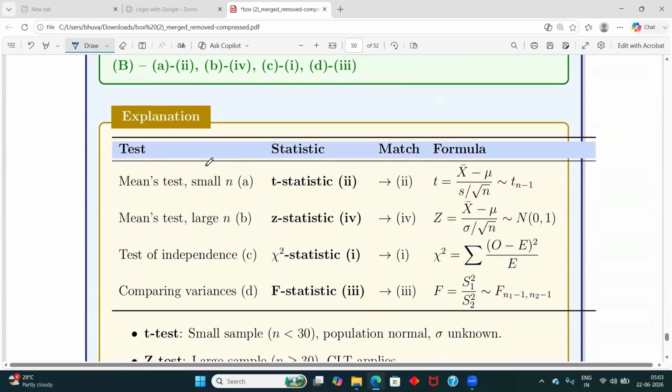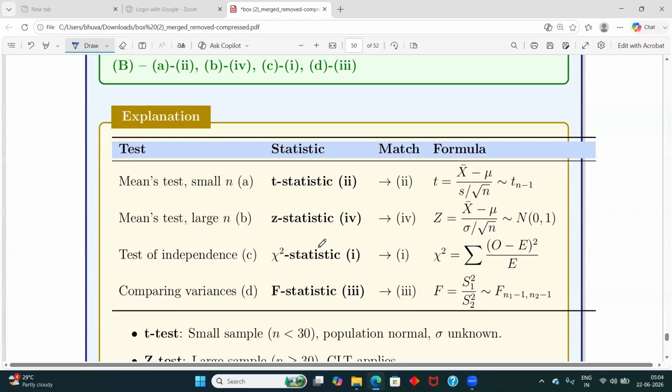So the explanation: means test with small sample size uses the T statistic with the formula T is equal to x bar minus mu upon S divided by under root n. T with n minus 1 is the degrees of freedom for the T table. Means test with large sample uses the Z statistic, where Z is equal to x bar minus mu divided by sigma upon under root n, with normal mean 0 and variance 1.